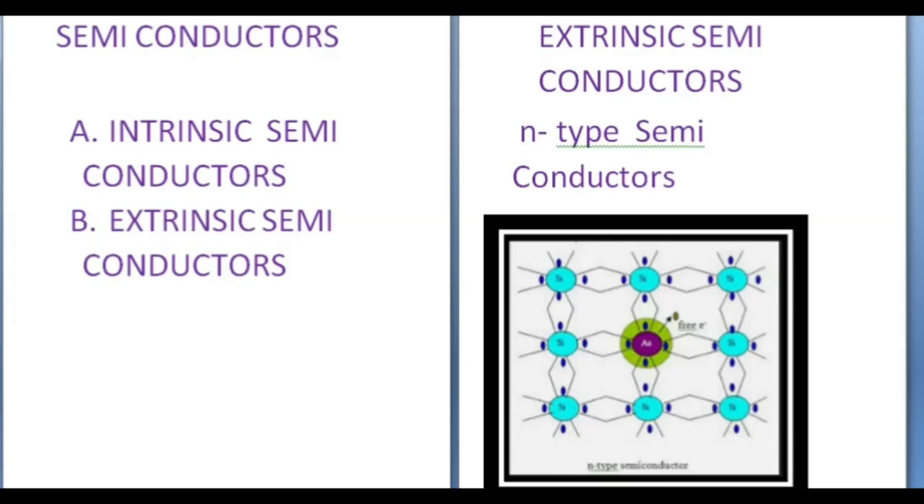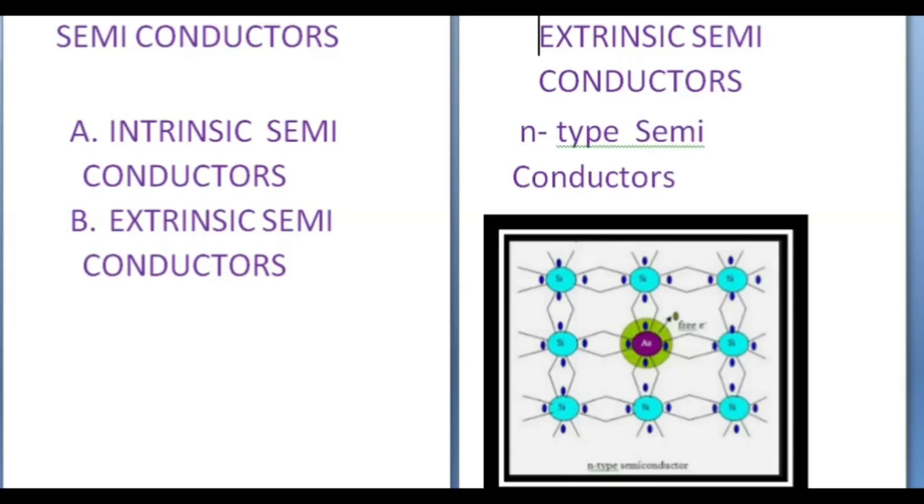Now here you can see in the diagram, this is a crystal of silicon, and in this we have removed one silicon atom and in its place we have added arsenic. Silicon belongs to group 14 and arsenic belongs to group 15. I told you in my previous video that this adding of impurity is called doping.